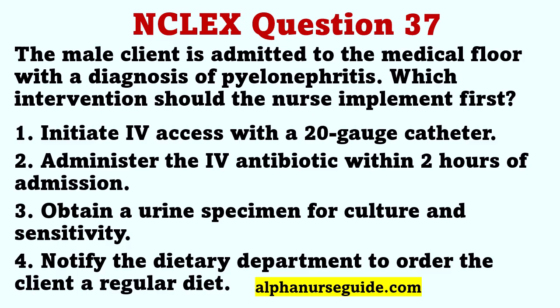The correct answer is 3. Obtain a urine specimen for culture and sensitivity. The nurse should obtain a clean voided midstream specimen for culture and sensitivity before initiating the antibiotics. This is the first intervention to implement. The IV is important to initiate therapy, but the nurse should obtain a clean voided midstream urine for culture and sensitivity before initiating the treatment. If the culture is not obtained prior to initiating the antibiotic, the results of the laboratory test will be skewed. A diet order is not a priority over getting the treatment started. UTIs in males are difficult to treat and can be life-threatening.